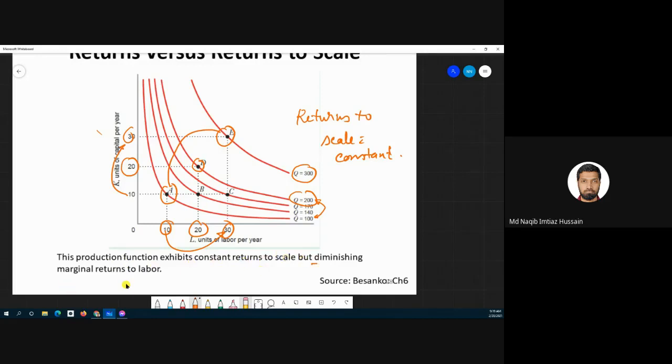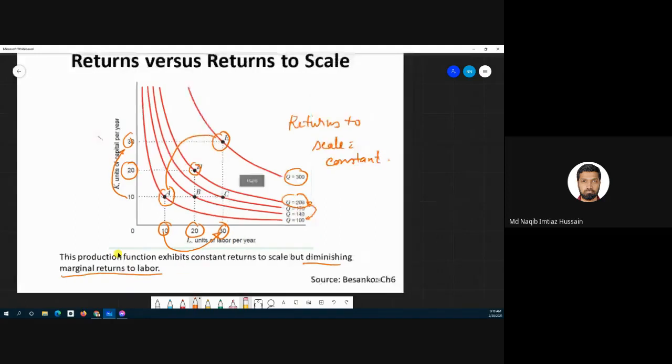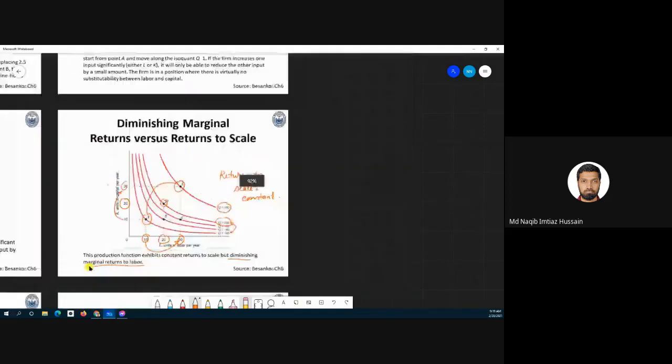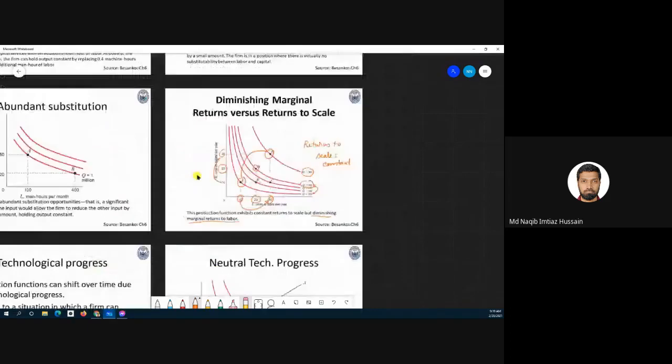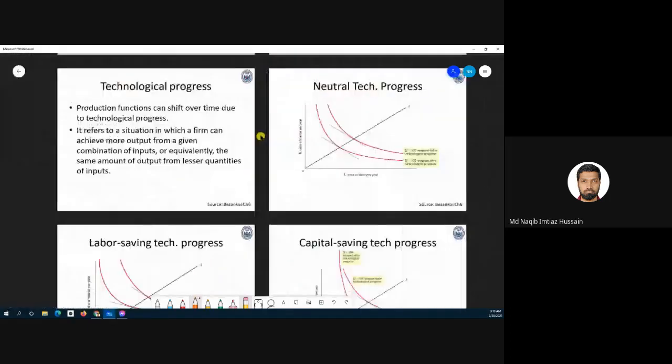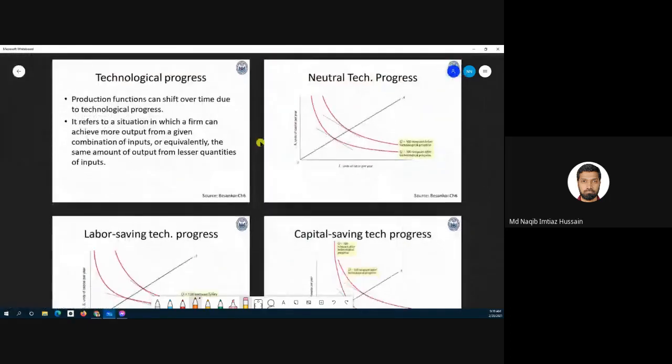This is what we were talking about in the slide that we talked about before. Okay, is it clear for everybody?